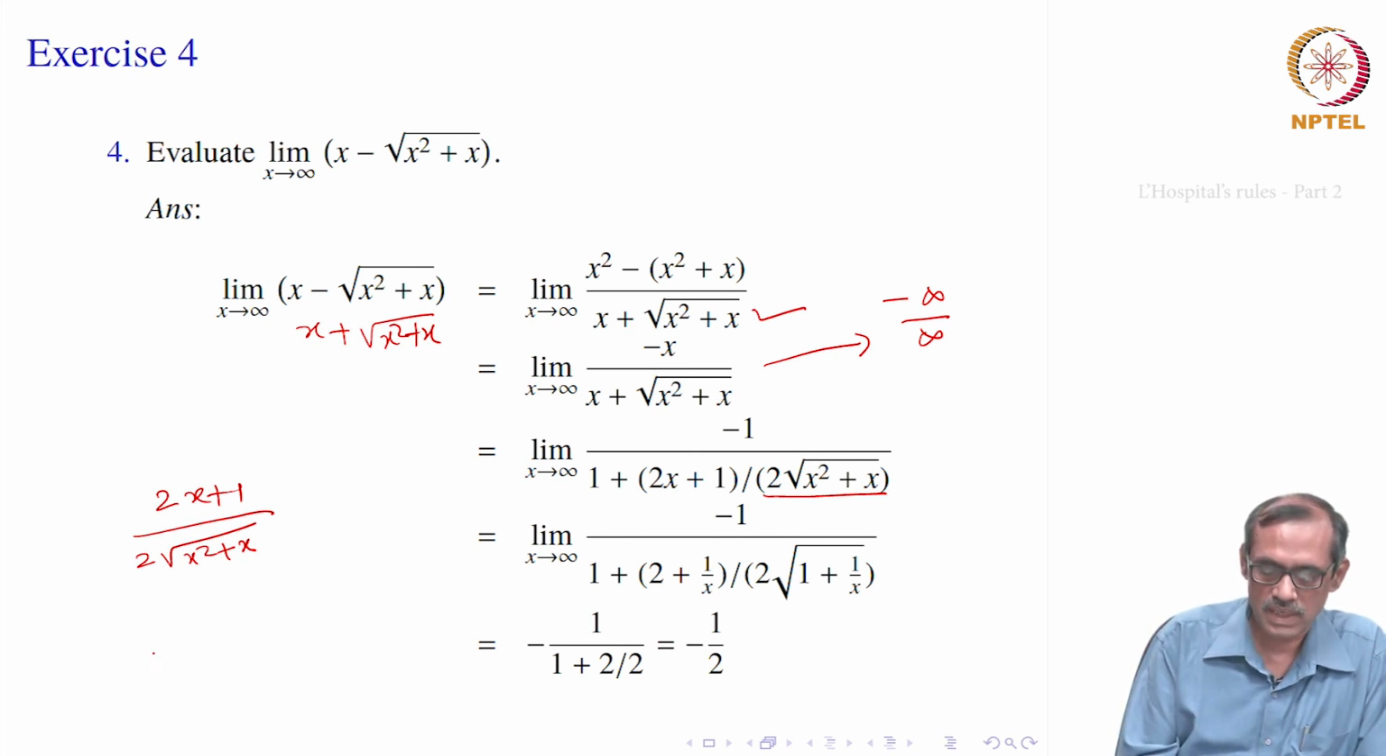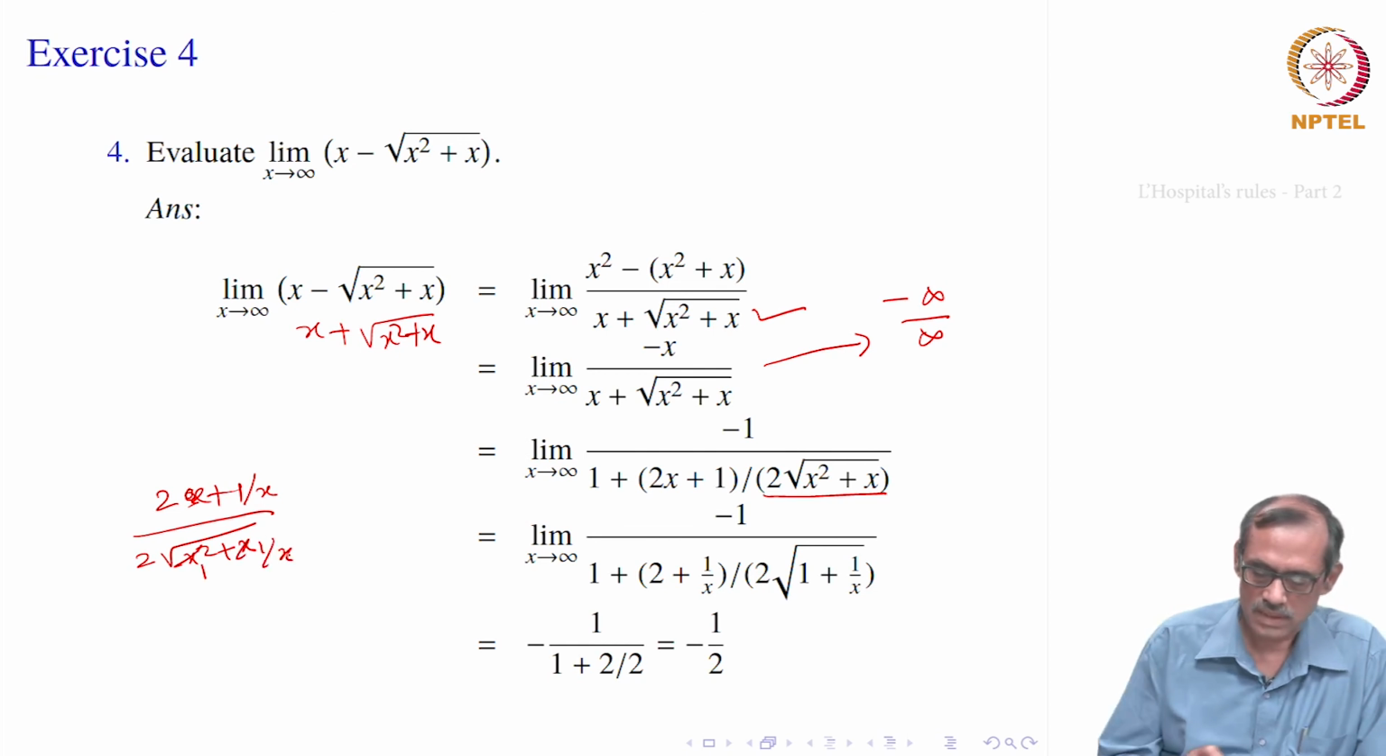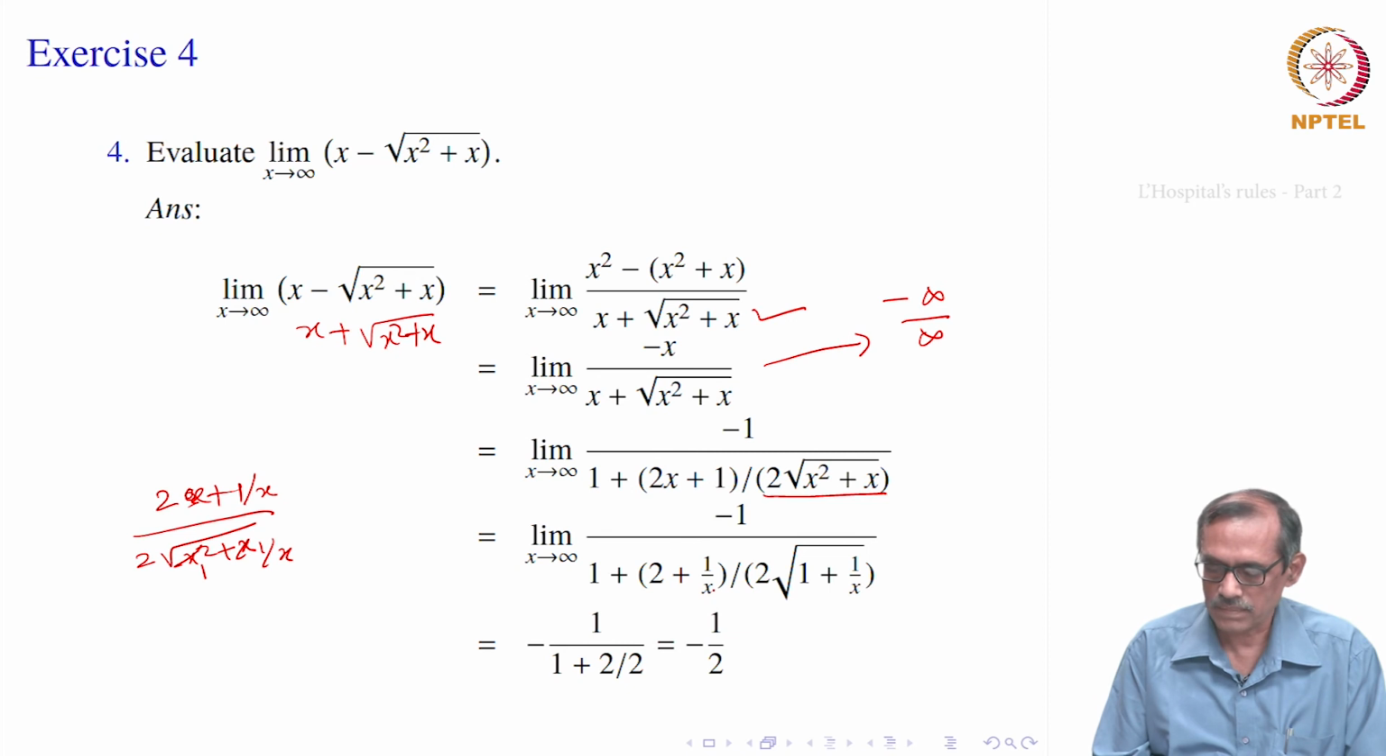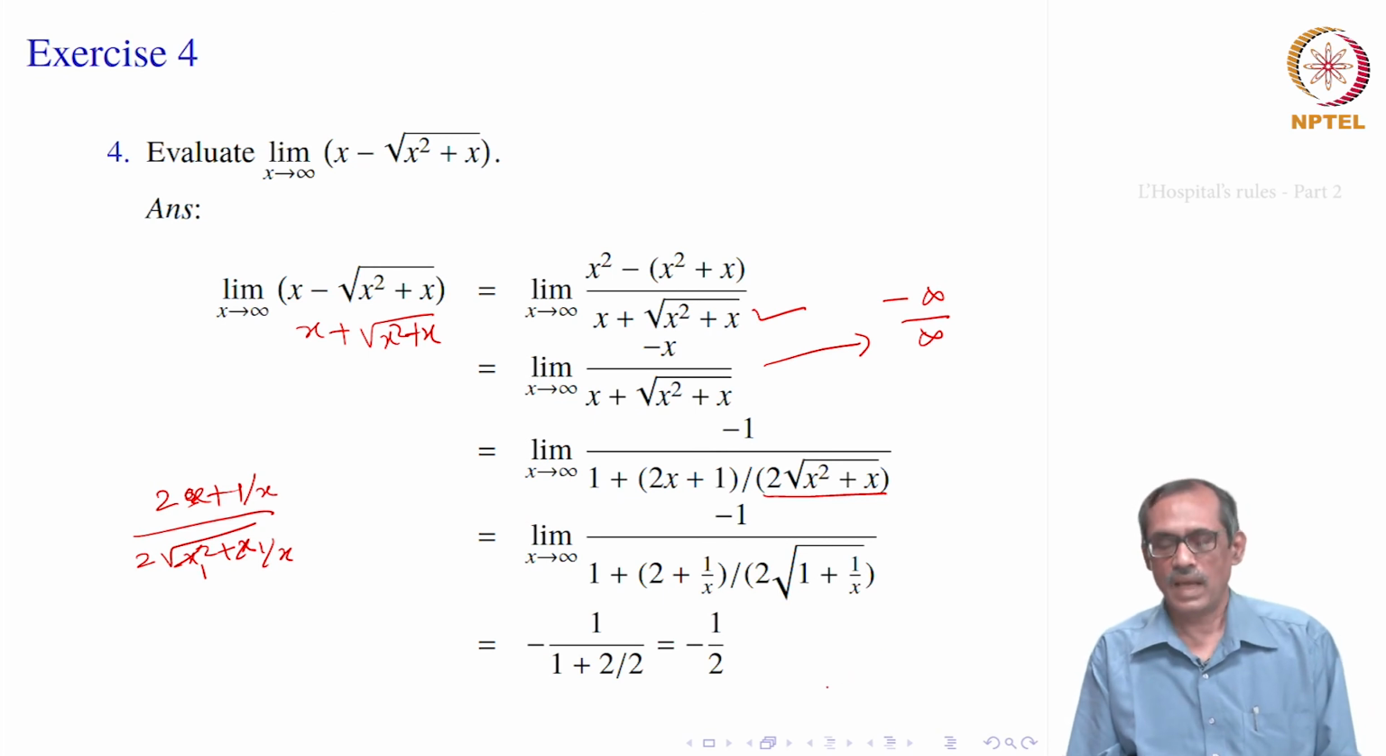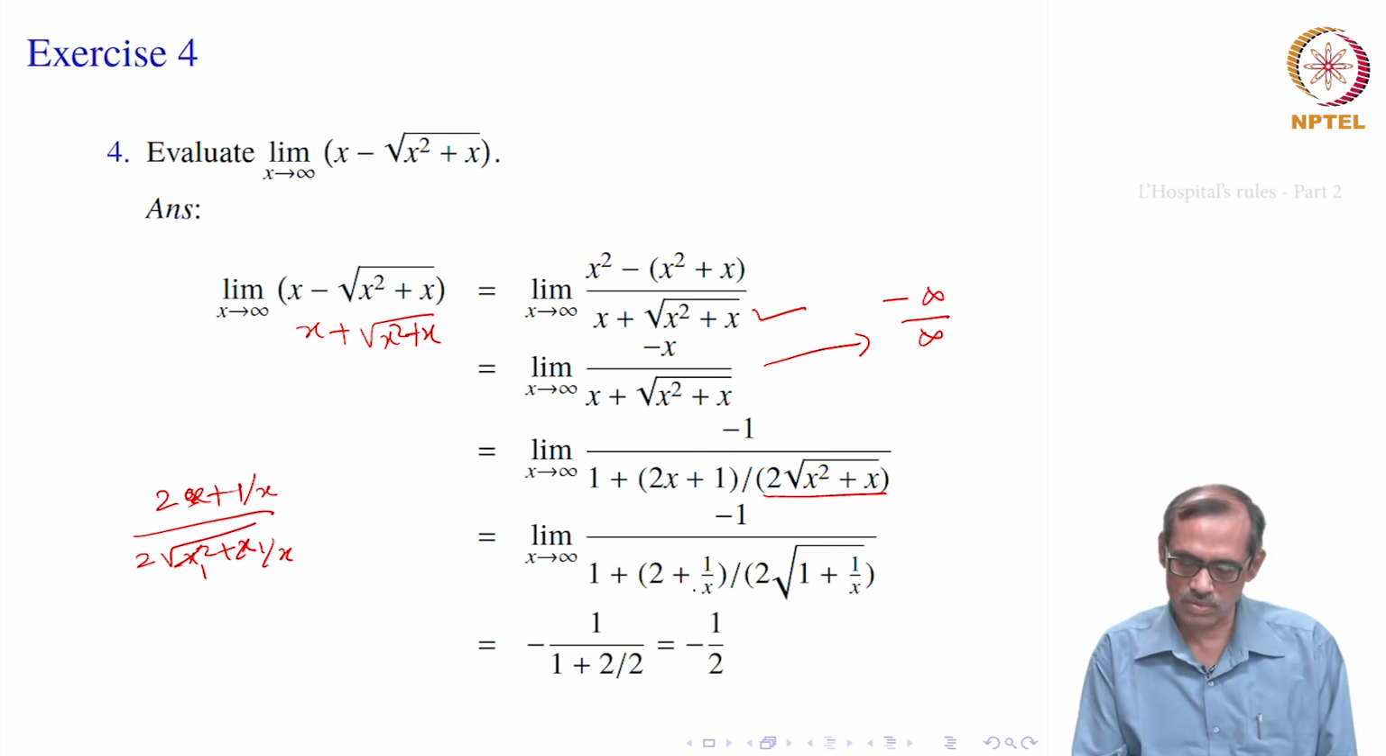As x goes to infinity, what happens to this? So, what do we do? We just divide by x. So, that makes it 2 plus 1 by x, and inside the square root it is division by x square, so this becomes 1 plus 1 by x. So, that gives you (2 plus 1 by x) divided by 2 into square root of 1 plus 1 by x. As x goes to infinity, 1 by x goes to 0 in both places. So, you get 1 plus 2 divided by 2, which is 2, and the denominator is 1 plus 1, so the answer is minus 1 by 2.